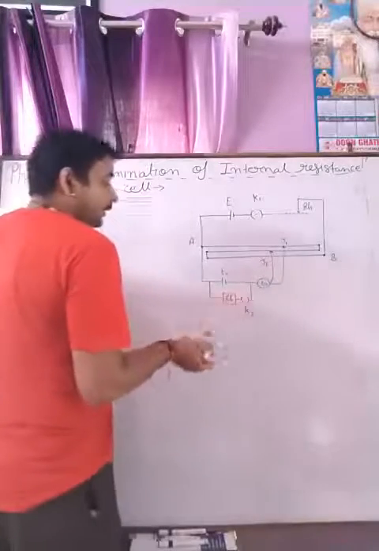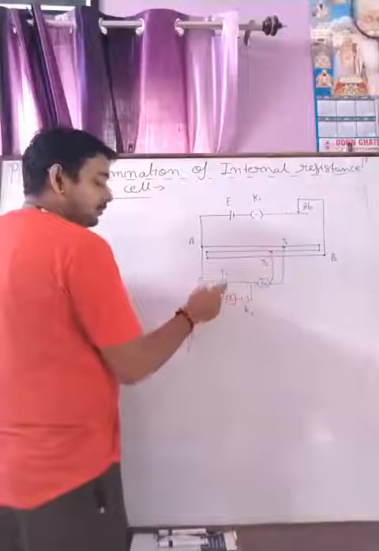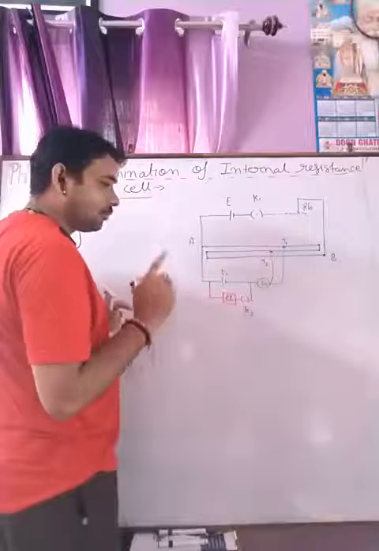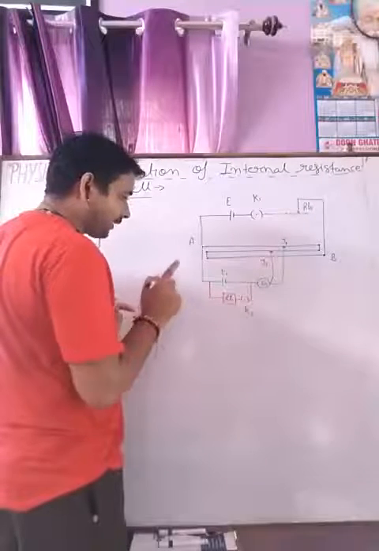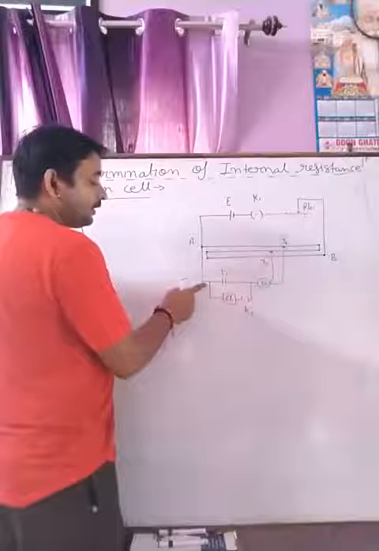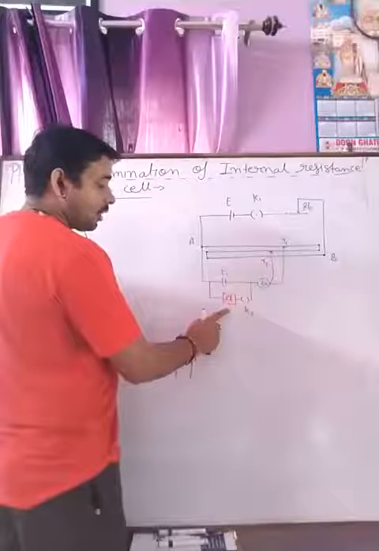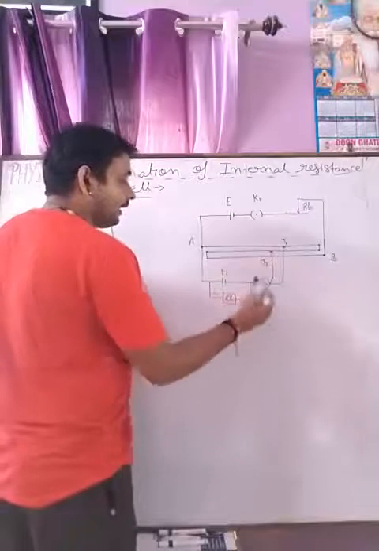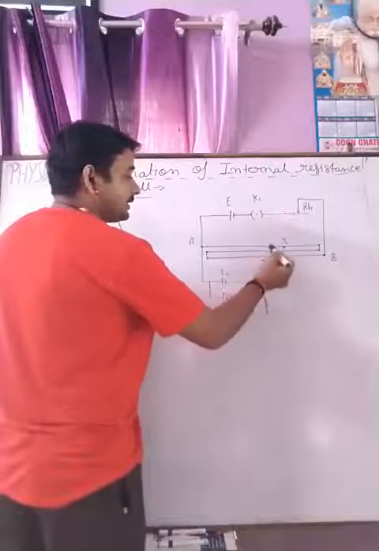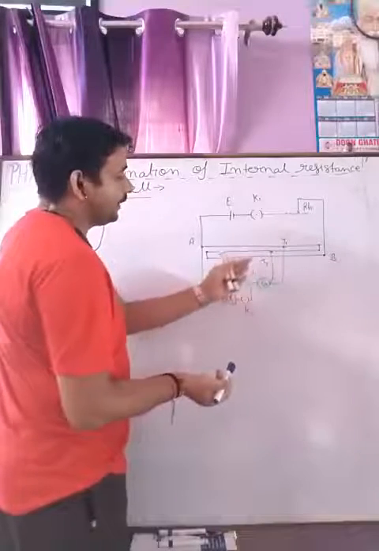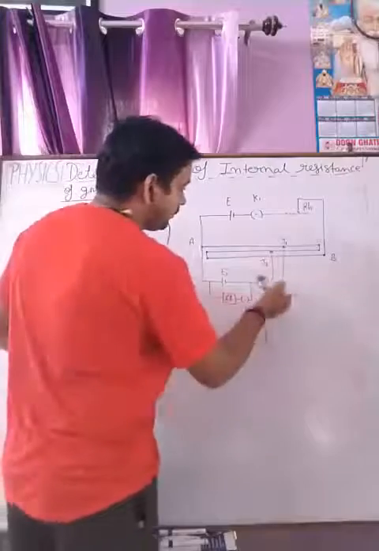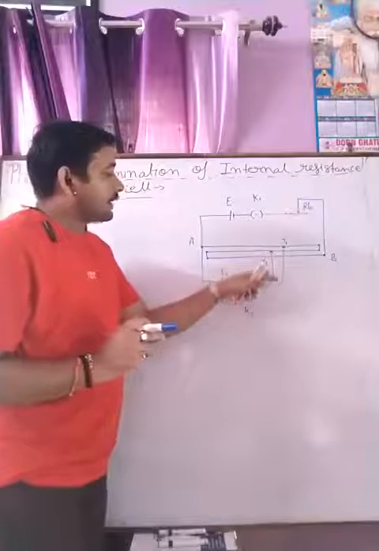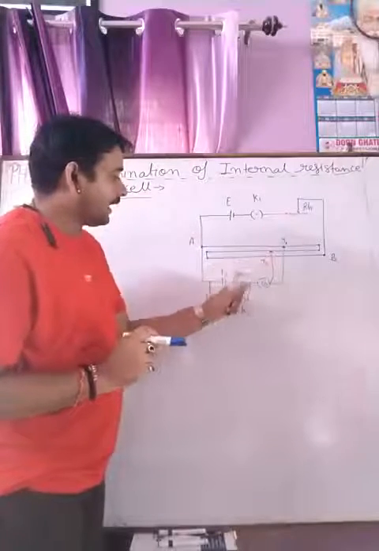Then the battery whose EMF is determined, or whose internal resistance is calculated here, is connected with a parallel resistance box with the help of a second one way key, and then the jockey is used to find the variation in the length, and we get the second balancing point.